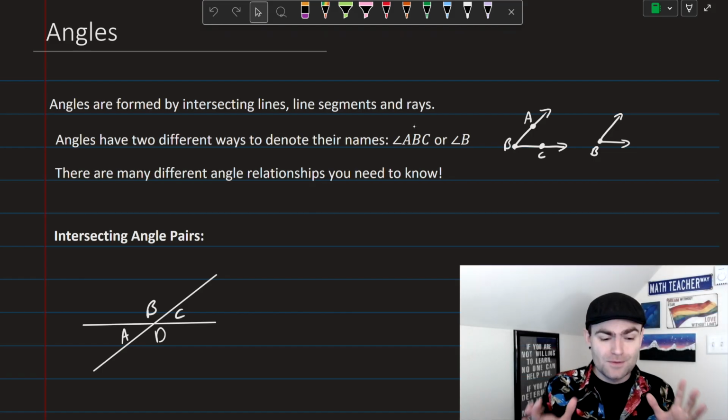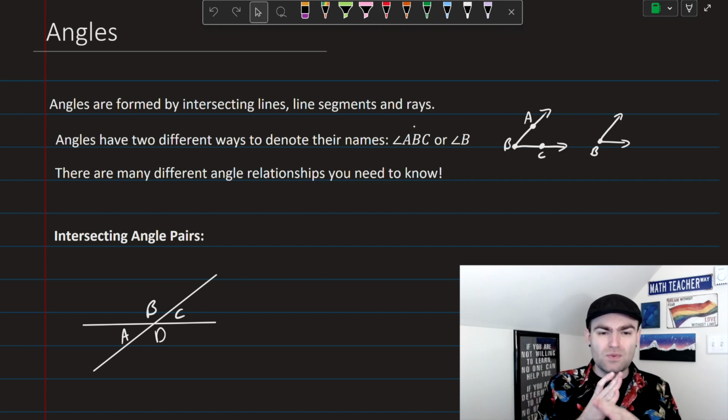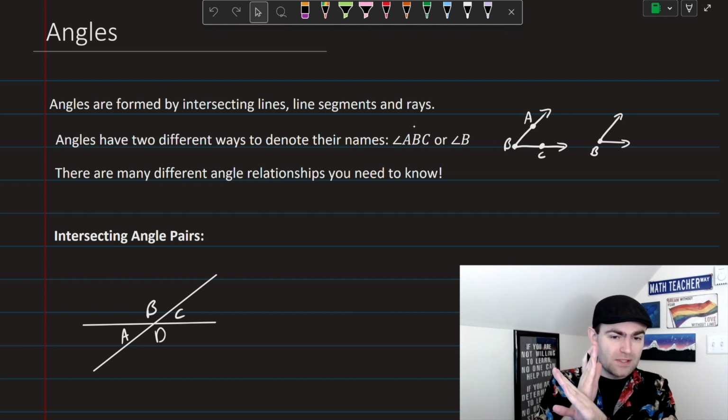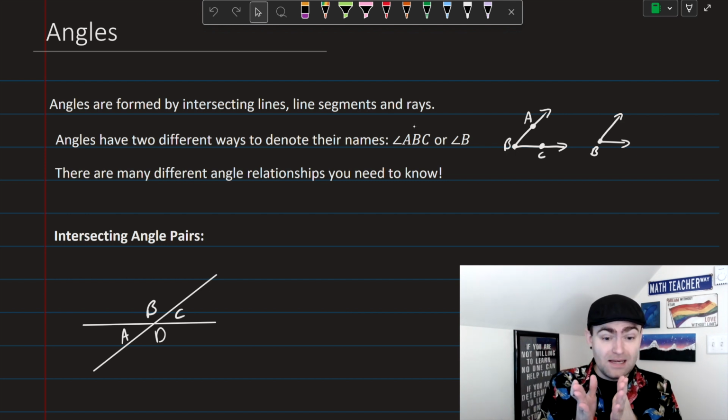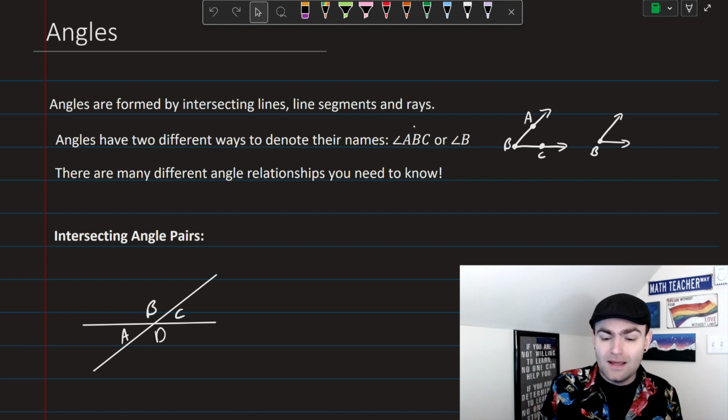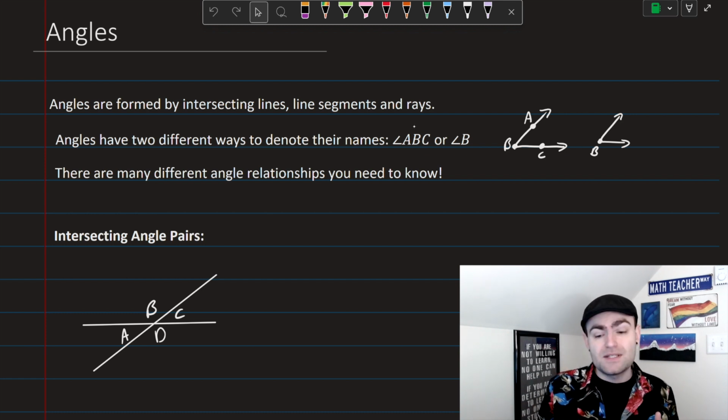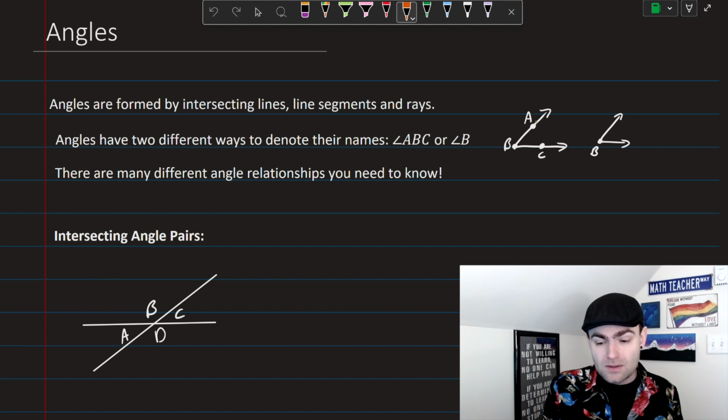Let's talk about angles. Angles are formed when you have intersecting lines, line segments, or rays. As long as we have some sort of intersection, or they meet at a point, we have an angle. An angle can go by two different names. If we have a point on each ray and the point of intersection labeled, we can label it as a point on one ray, the intersection, and then the point on the other ray. For example, angle ABC. Or if we just have the point of intersection, we can label it by that point of intersection, so angle B.